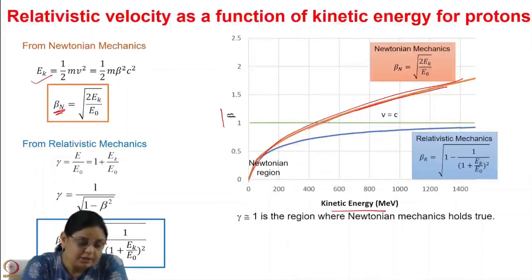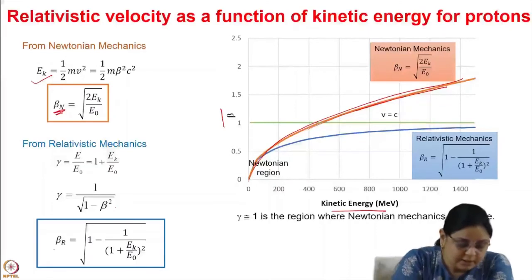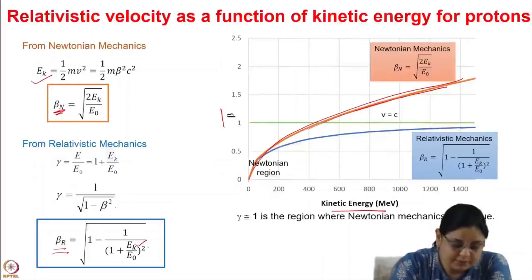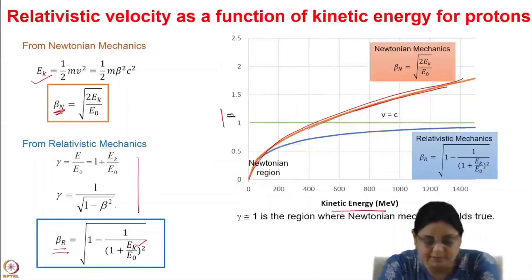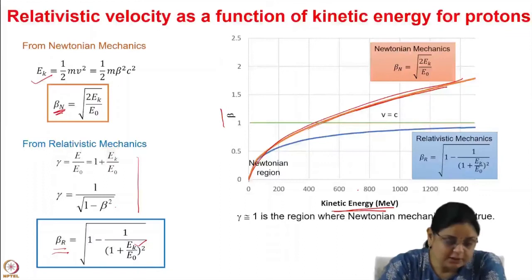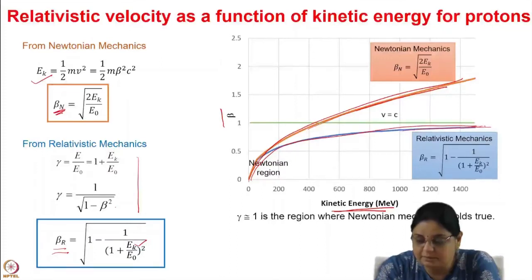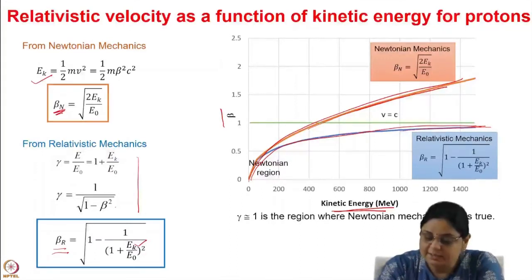Now if I calculate from relativistic mechanics, gamma is given by E by E0, which is simply 1 + Ek/E0. And gamma in terms of beta, I can write in this expression. Combining these two expressions, the beta for relativistic mechanics in terms of the kinetic energy comes out to be this. It's very simple to derive using these two expressions. Now if I plot the variation of beta with kinetic energy for relativistic mechanics, this is the curve that I get. We see here that as the energy increases, beta increases and finally approaches the velocity of light. It will never become equal to the velocity of light, but it approaches it. So this is the more generalized case which always holds true.